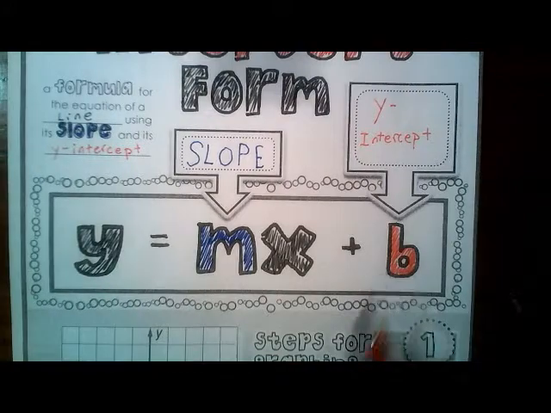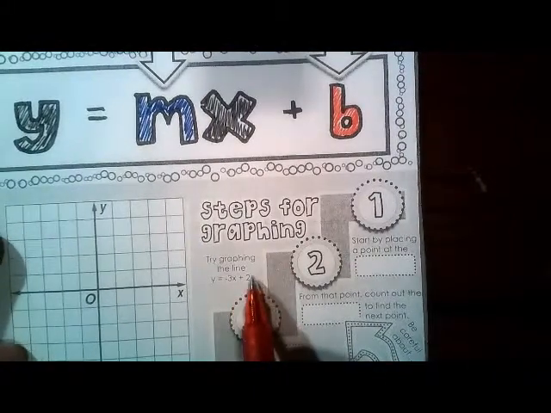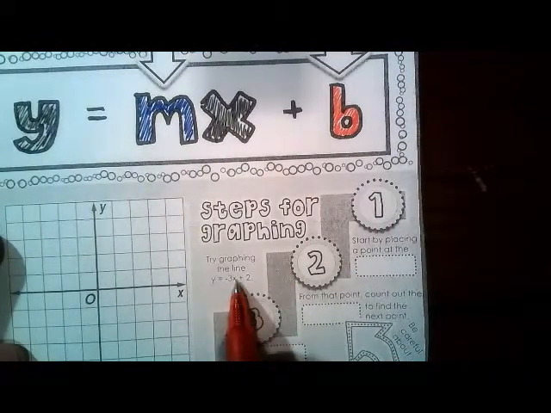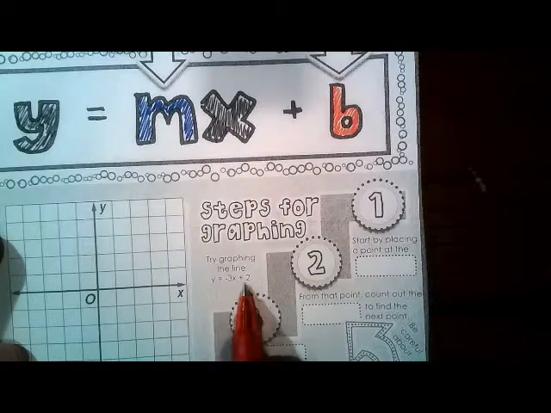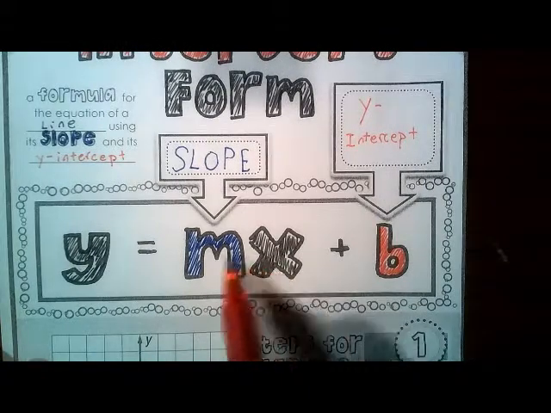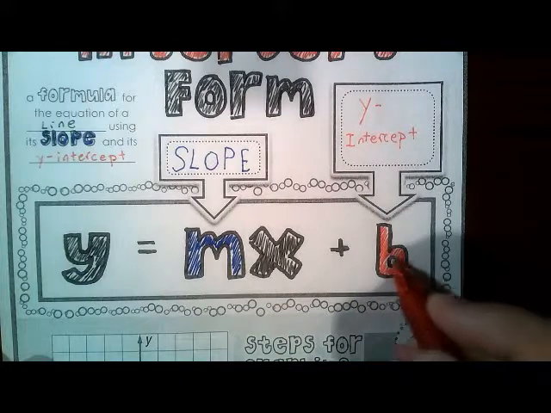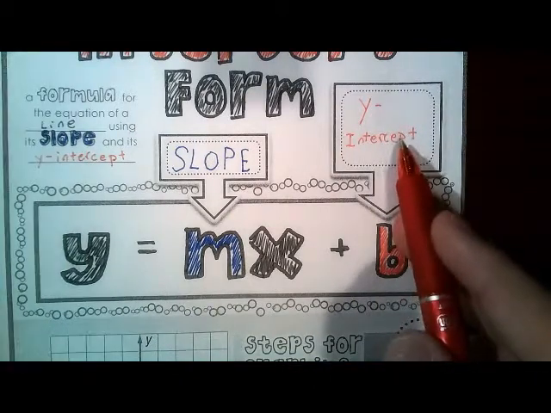So you'll see there's an example down here. It says y equals negative 3x plus 2. See how there's a y and there's an x, and then there's two numbers. Those numbers mean certain things. The coefficient of x, the number that's on the x, is the slope. The number that's by itself is the y-intercept.